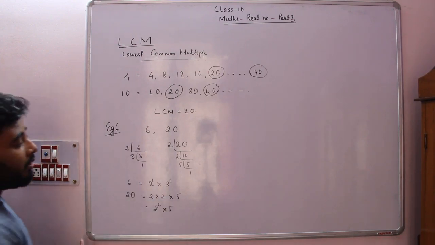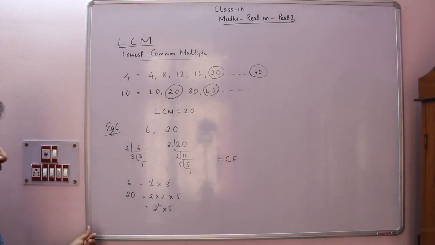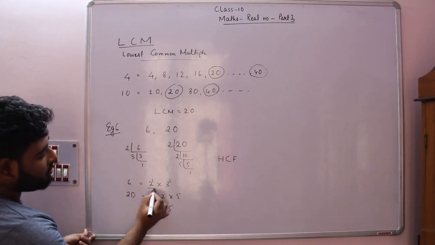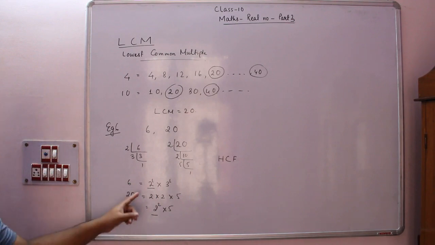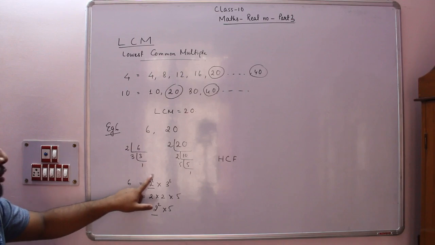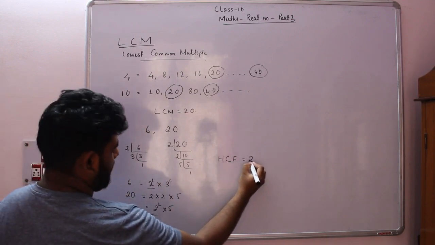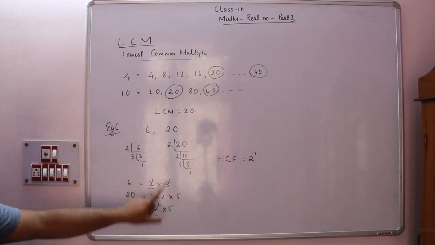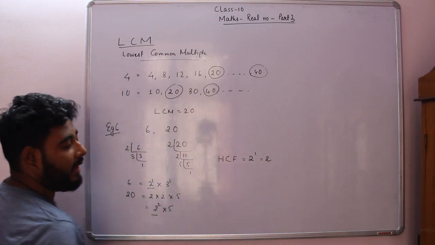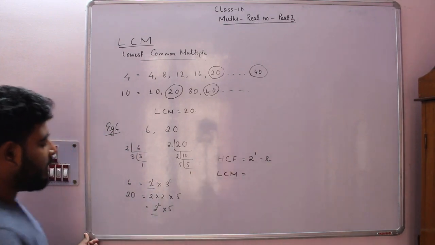When you find the HCF, you remember one thing, we have to see first which one is common. So 2 is common in both the cases. Then take the smallest of the power. Which is the smallest power, 2 power 1 or 2 power 2? Obviously 2 power 1. And nothing else is common. So 2 power 1 equals 2. That becomes your HCF.